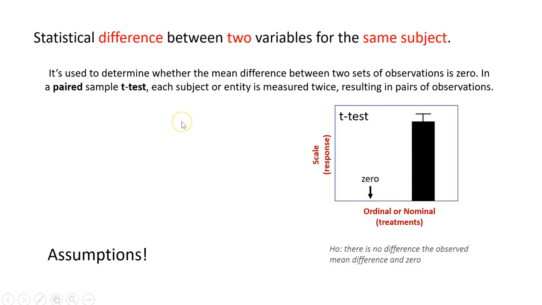In a paired sample t-test, each subject or entity is normally measured twice, resulting in a pair of observations. You then look for the difference of these and test whether this is different to 0. The null hypothesis is that there's no difference between the observed mean difference and 0, and the alternative is that there is. And again, remember to think about the assumptions of the t-test, so go back to that first video on the t-test.